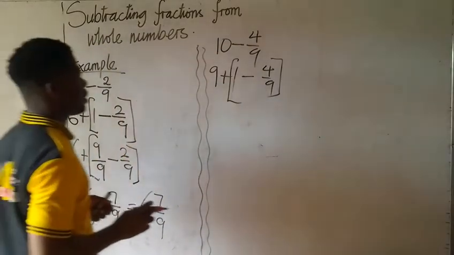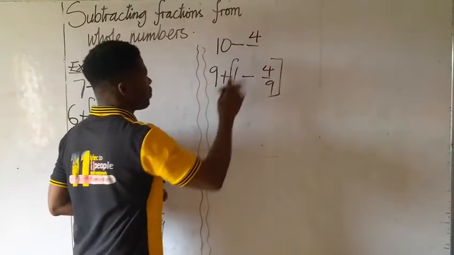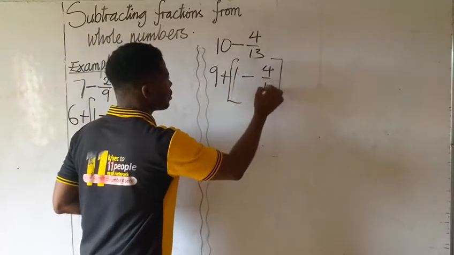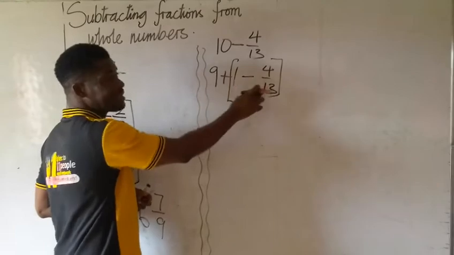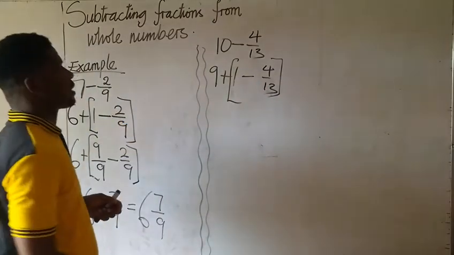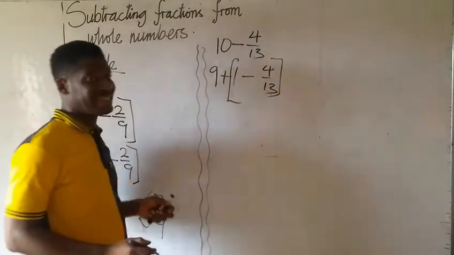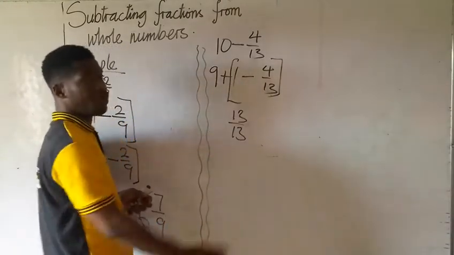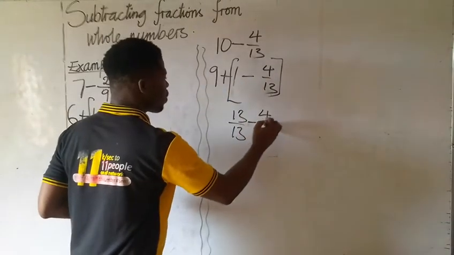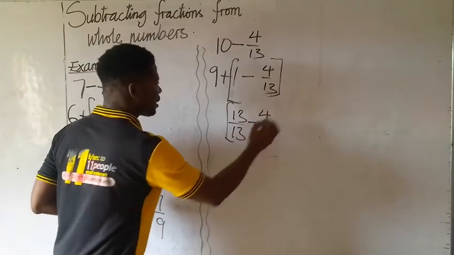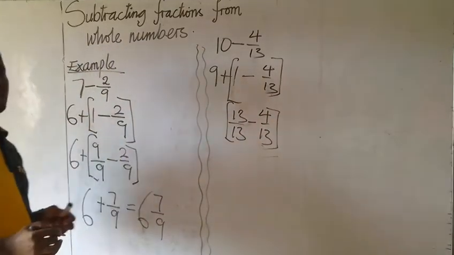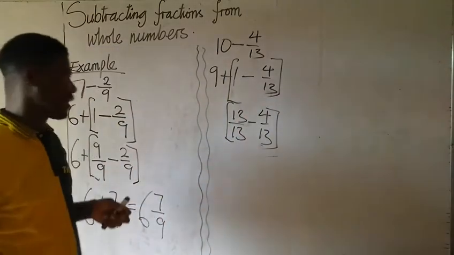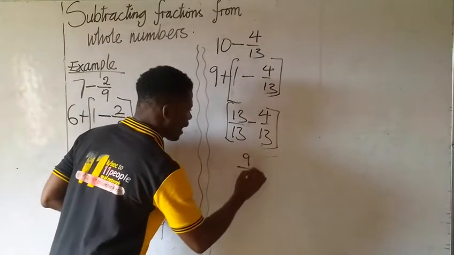Very good. Let's change this. If we change this to something like 13, good, so that 1 becomes what? 13. 1 becomes 13, so that will be 13 over 13 taken as what? 1. So in place of 13 here, over 13 to represent our 1. Now take away 4 over 13, in brackets. Alright? So 13 minus 4, that's 9. Place 9 over 13.